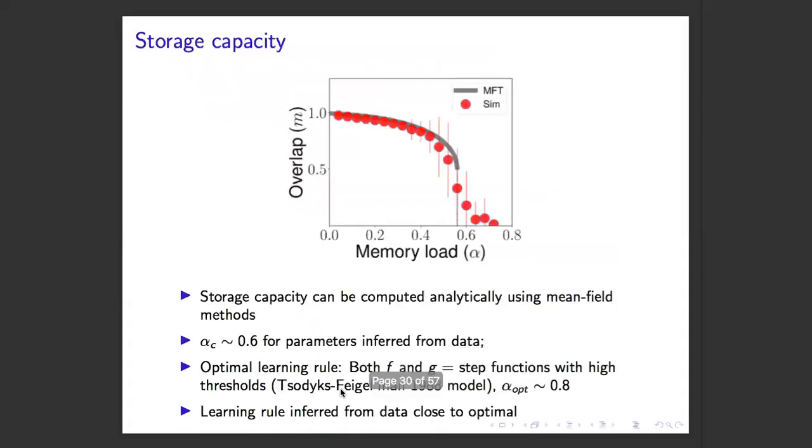In particular for this network, we can plot the overlap M as a function of this parameter alpha, which we call memory load. Again, this is the number of stored patterns divided by the average degree. This is the result of the mean field calculations, and here we have a comparison with numerical simulations of networks of 50,000 neurons. Interestingly, when we take parameters that are inferred from data, we find that this memory load alpha is about 0.6.